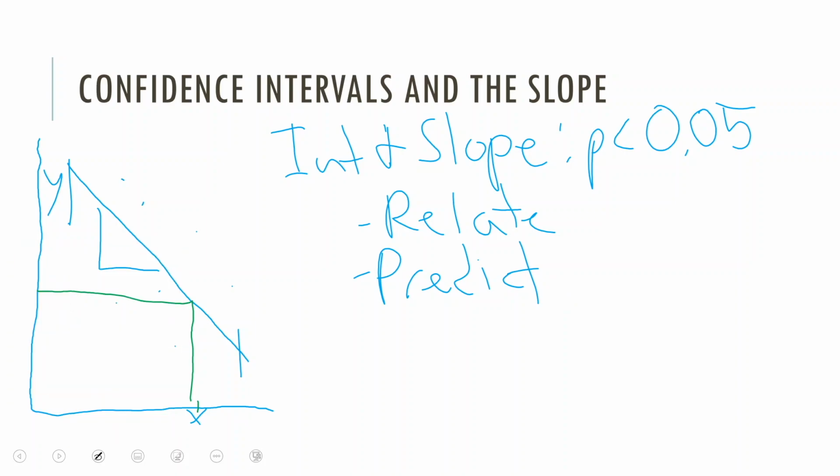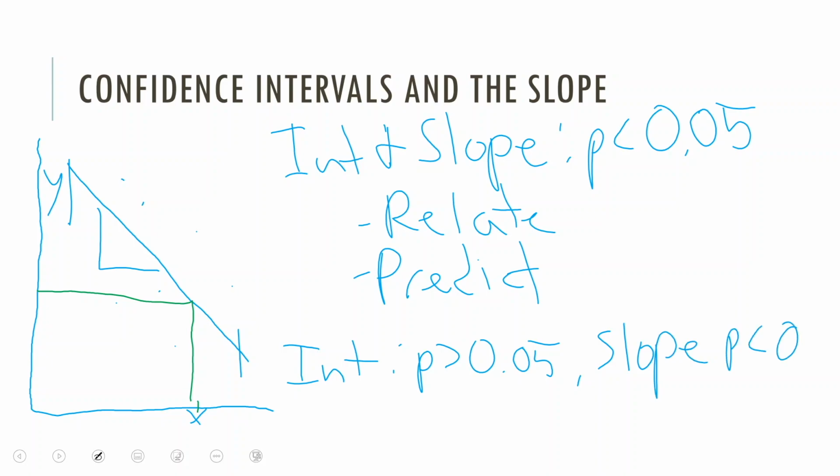But if the intercept has a p-value of greater than 0.05, but the slope is still less than 0.05, then we can only relate, right? That's sort of going back to our initial interpretation of linear regression.